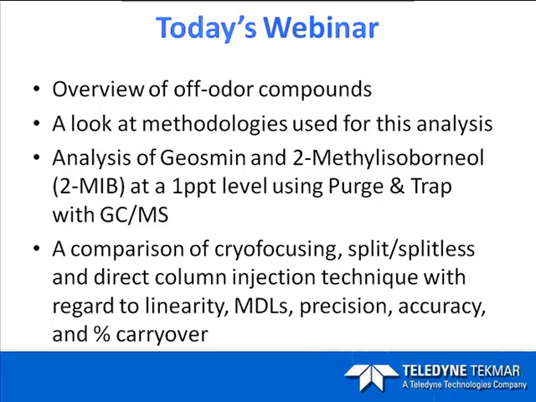We looked at each of these techniques with regard to linearity, method detection limits, or MDLs, precision, accuracy, and percent carryover.